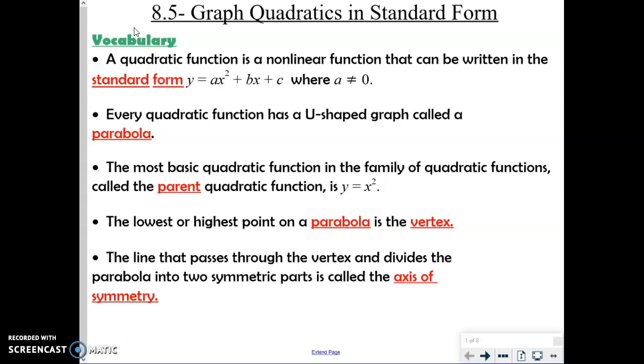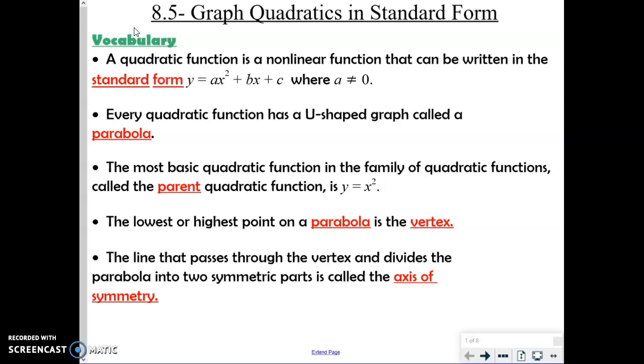Today we are going to talk about 8.5, graphing quadratics in standard form. The first set of notes that I have here for you really are just our vocabulary words that we're going to be using. Remember, standard form is ax squared plus bx plus c. The graph that we're going to talk about is a U-shaped graph called a parabola. And the most basic of the quadratic functions that we're going to graph is the parent function, which is y equals x squared. The lowest or highest point of the parabola is known as the vertex. It'll also be the starting point for our graph. And then the line that passes through the vertex and divides it into two symmetric parts is known as the axis of symmetry.